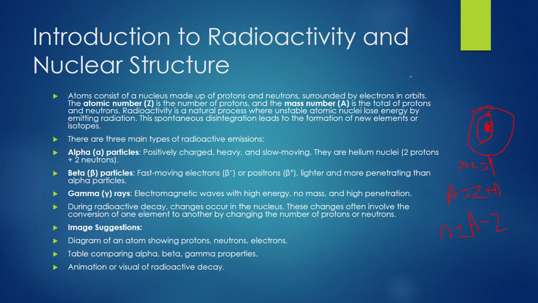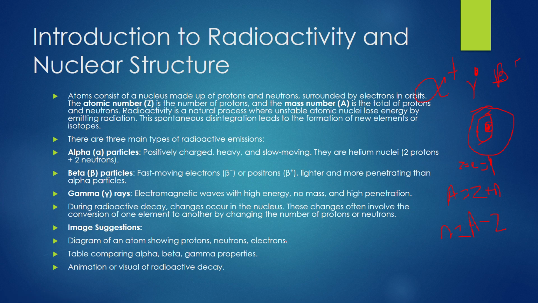See, alpha particles have two protons and two neutrons like helium, so they are the nucleus of the element helium. Alpha particles are always positively charged, beta particles are negatively charged, and gamma rays have no charge. They are neither positive nor negative, they are neutral. Beta particles are faster than alpha, and are also known as electrons or positrons, lighter and more penetrating than alpha particles.